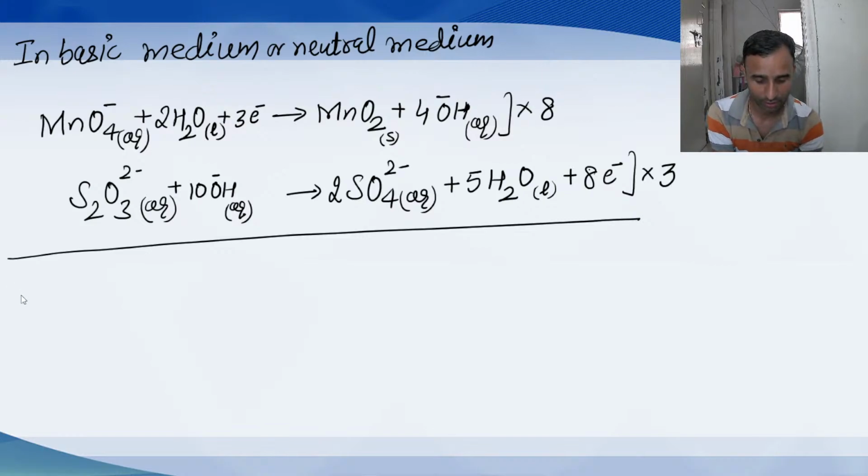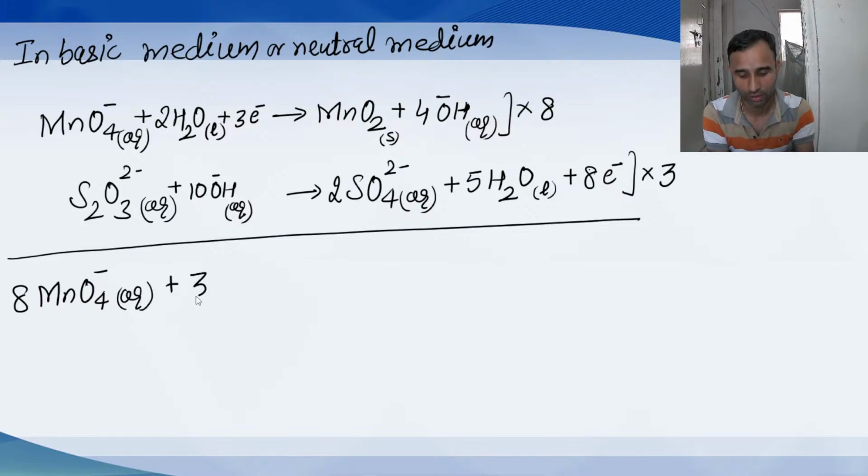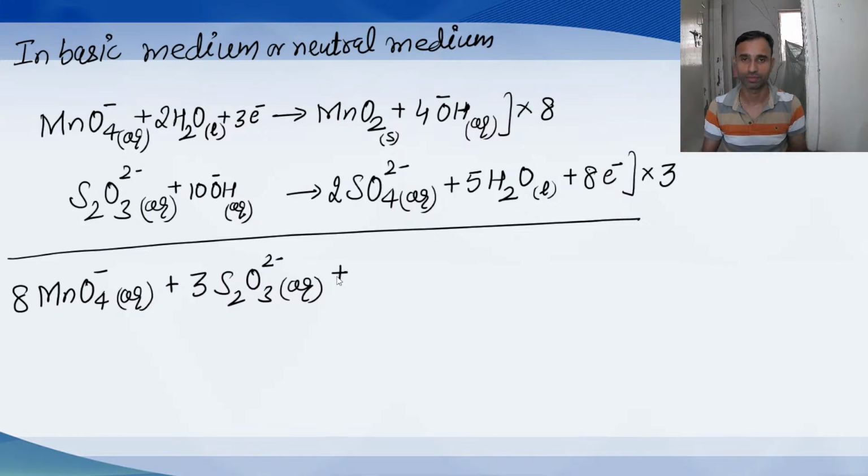So write it, 8 MnO4 negative plus 3. First of all, write those ions which are oxidized and reduced. Okay, best way to write is first of all write those ions which are oxidized and reduced. So MnO4 negative ion is reduced to MnO2 in basic medium or neutral medium. Okay, and S2O3 thiosulfate ion is oxidized to sulfate ion.